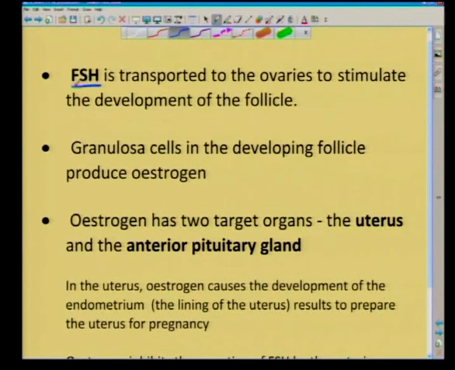Okay, now we're going to go to the wording of what we've just looked at, and I'm going to refer back to the diagram if need be. We have the follicle-stimulating hormone, and it's transported via the blood. Let's just put here via blood, because that's how your hormones get around your body, and it goes to the ovaries.